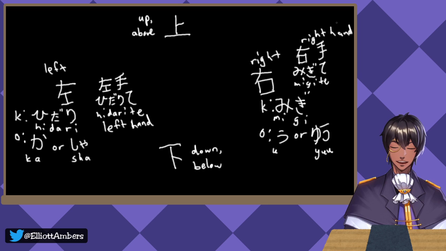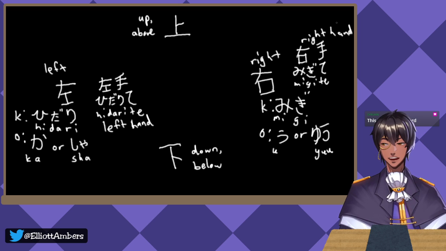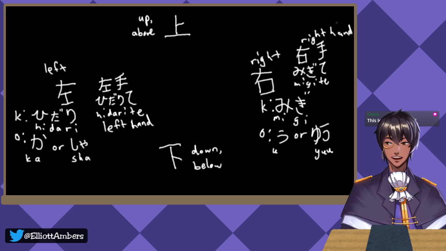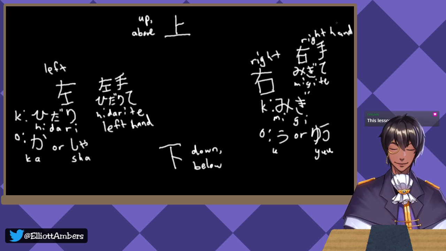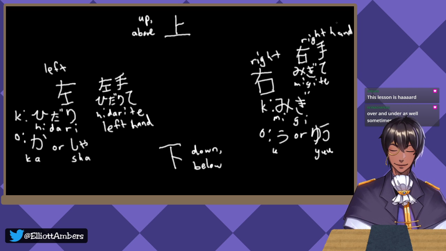Next, we'll talk about up and down, which we also use to represent when things are above or below certain objects. Let me go back. I know the Onyomi readings, but I just want to make sure I have both readings down, because there's a lot. This lesson is all vocabulary. And vocab is so hard. Yeah, over and under as well.